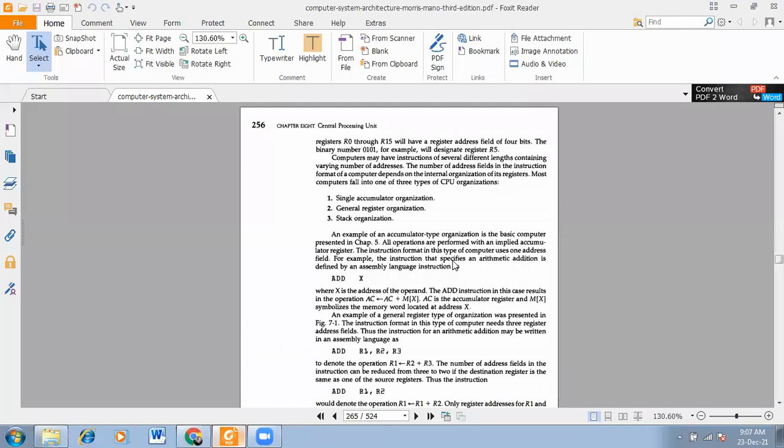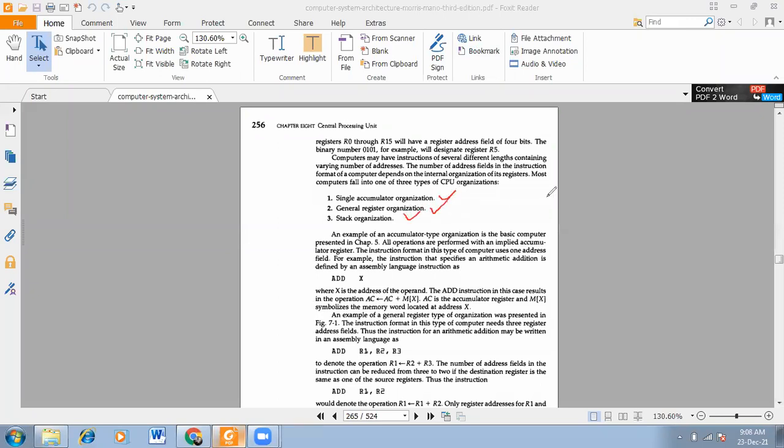Here, most computers fall into one of three types of CPU organization. The CPU organization is most important, because within the CPU you are having the register blocks. How they are organized in the CPU, depending upon that, some instructions may be modified. So the first one is single accumulator organization, general register organization, okay, and stack organization.